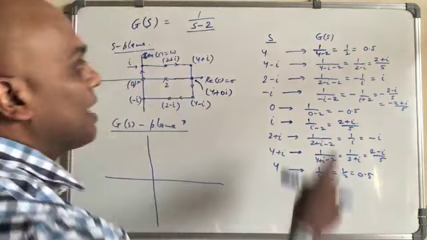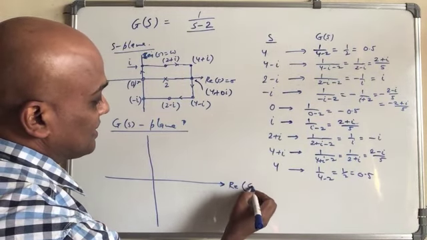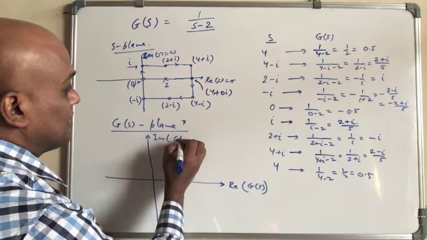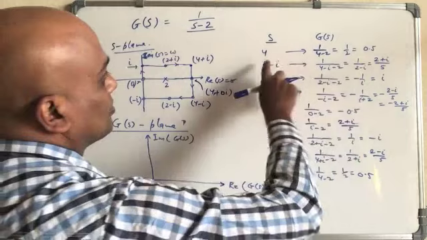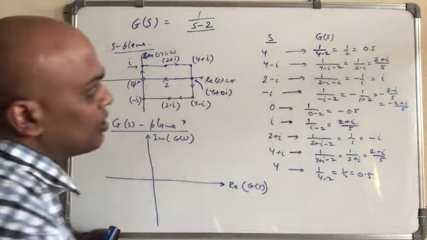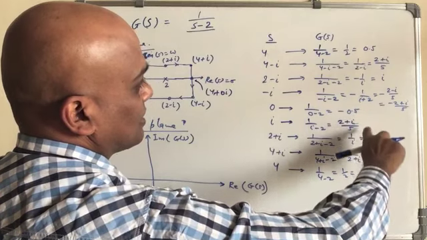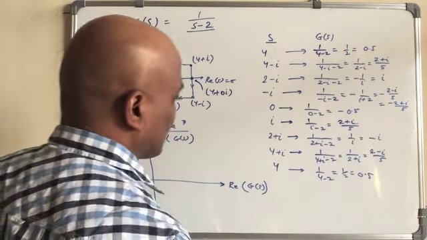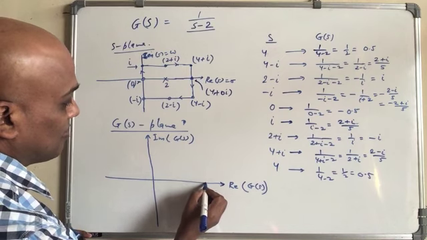Okay, so let us plot it here. This will be the real part of G(s) and this will be the imaginary part of G(s), and we are going to plot it. For this one we had 0.5. What is the maximum we get on that axis? We have 2 over 5, 0.5 is the maximum, right? So let us call this one 0.5.